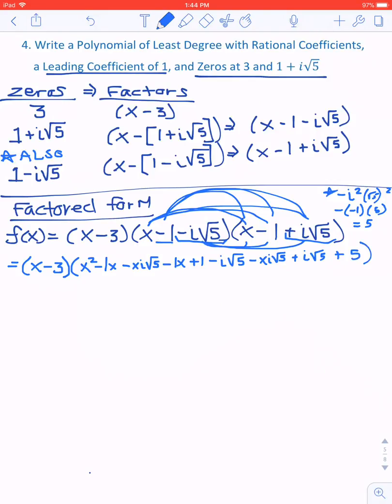Okay, so hopefully you got x squared minus 1x minus x i root 5 minus 1x plus 1 minus i root 5 minus x i root 5 plus i root 5. And if you take negative i root 5 times positive i root 5, I did it right over here on the side, you should take that i squared, turn it into a negative 1. You should take that square root of 5 squared, turn it into a 5. Negative times negative 1 is positive 1 times 5 is 5. So a little side step that you have to do.